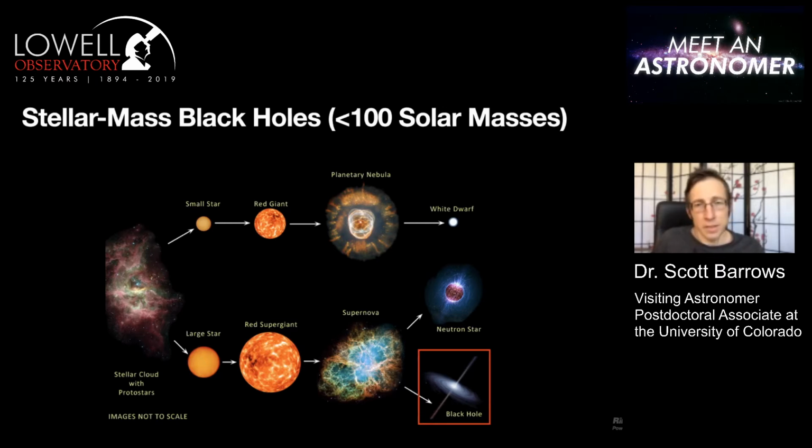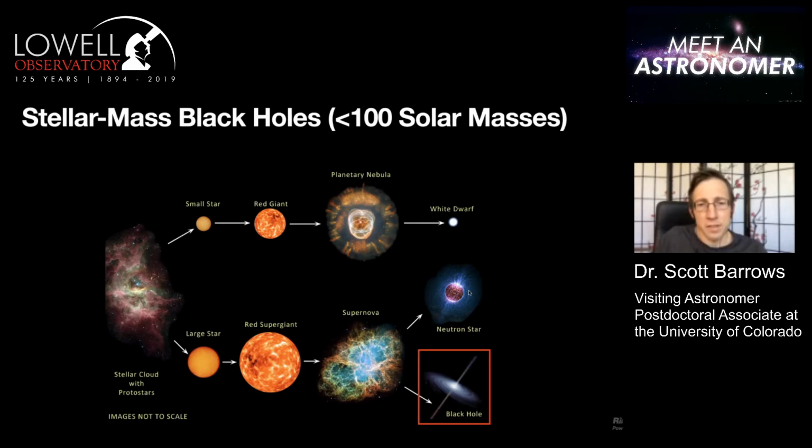So in this schematic you're seeing here on the upper panel, you're seeing what happens to a low mass star, and those ultimately end in the white dwarf stage. But for more massive stars above a certain threshold, they can actually end in compact objects like a neutron star right here, or if the collapsing object is massive enough, it can actually form a black hole. And so these are going to be less than 100 solar masses or so.